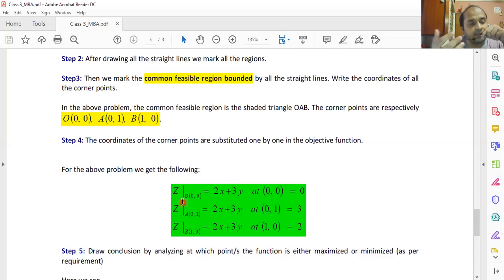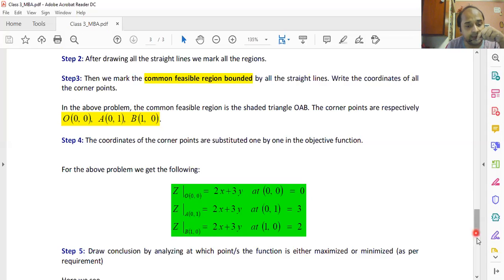When we find the value of z at the point 0, 0, we are putting x equal to 0 and y equal to 0. The value is 0. When we find the value of z at the point 0, 1, we are putting x equal to 0 and y equal to 1, and this becomes 2 into 0 plus 3 into 1, that is 3. And the third is the value of z at the point 1, 0. So we are putting x equal to 1 and y equal to 0, getting 2 into 1 plus 3 into 0, the value is 2. So we have got 3 possible values for z.